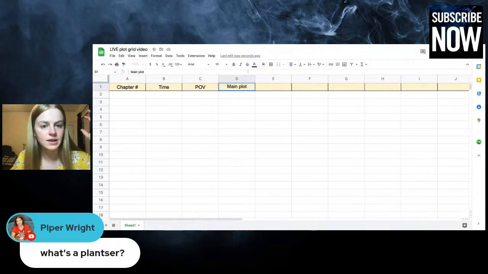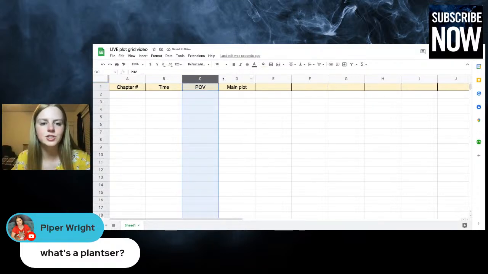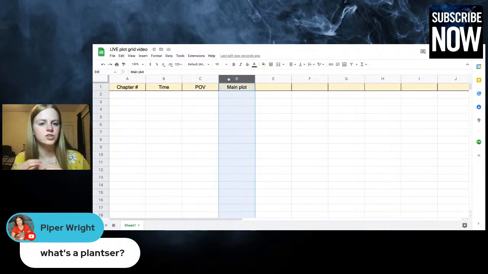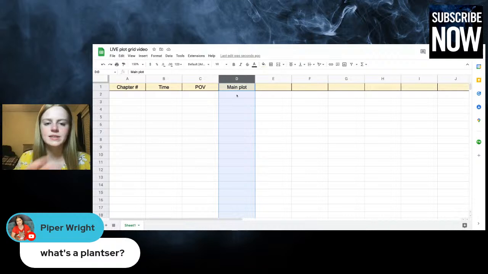Okay, so now we're going to have main plot. This is going to be the hunt for aliens, and the brothers' character journey and their emotional growth. So just like these are the main events that happen. But what are some other subplots that we have in this story?